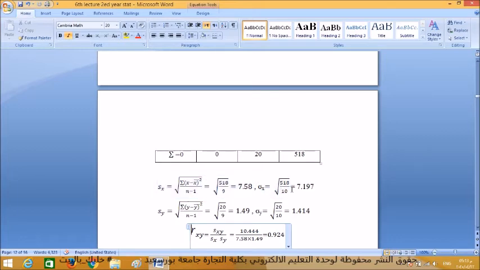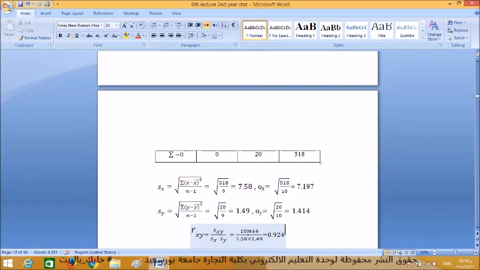For population data, sigma x has the same numerator, but the denominator will be smaller than that of the sample, because when dealing with a population we divide by n, and when dealing with a sample we divide by n minus 1. So the standard deviation of a population is less than the standard deviation of a sample. For the second variable, the standard deviation for the sample equals 1.5 approximately, and for the population it is 1.4. Also, the standard deviation for the population is less than that for the sample.